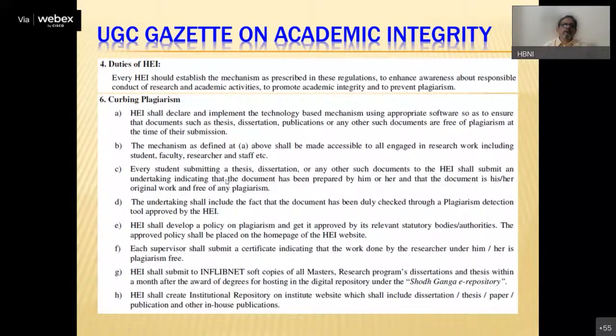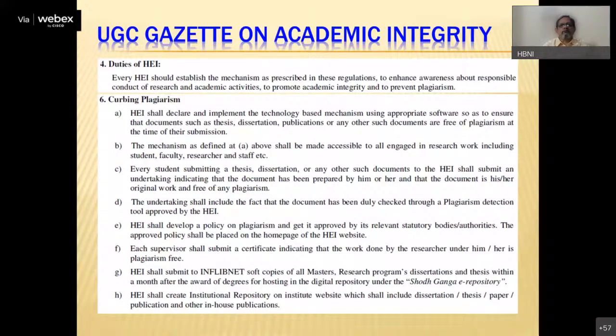for which most of you it's relevant now, that a student submitting a thesis, dissertation, or any such document shall submit an undertaking indicating that the document has been prepared by him or her, and that the document is his or her original work and free of any plagiarism. And of course, this has to be checked by the concerned section or the department in the institution. Also, the university or institution must develop a policy on plagiarism and get it approved by the relevant statutory bodies. For example, here it would be HBNI, or probably in a university, it could be UGC itself. Then this approved policy or guidelines should be placed on the homepage of the institute.